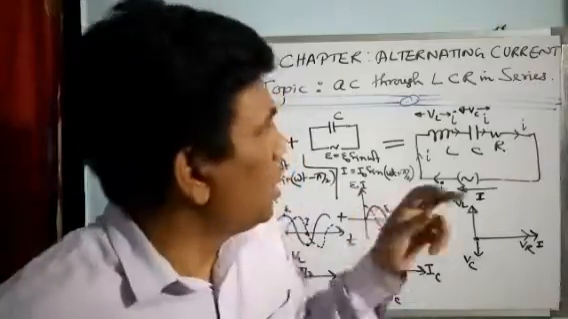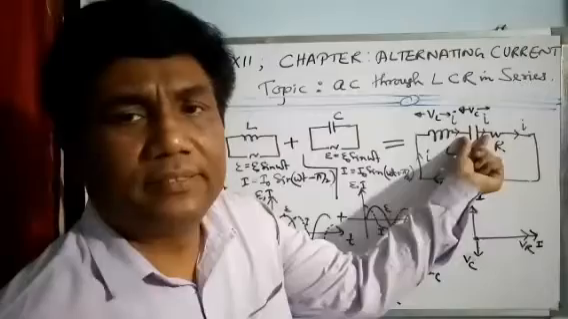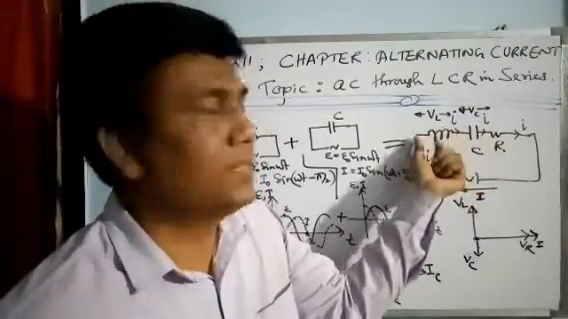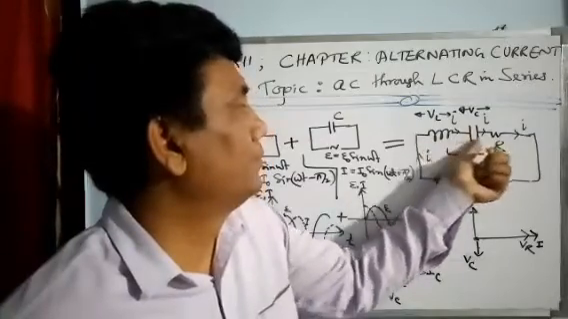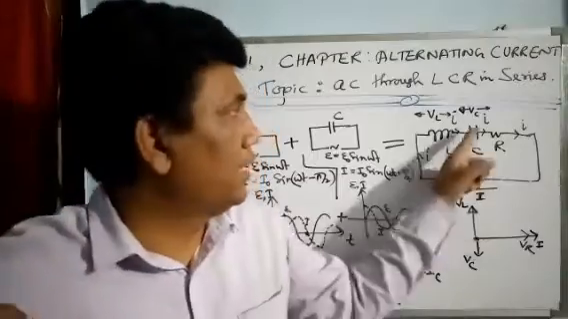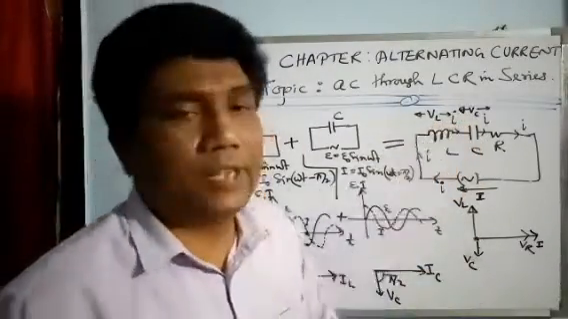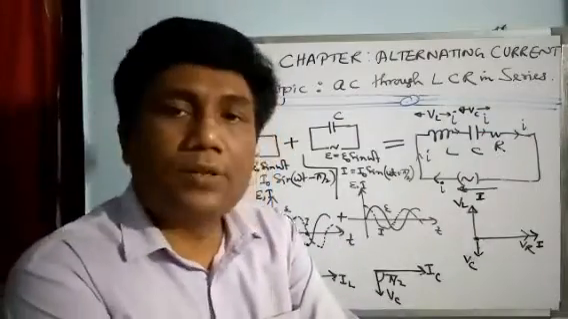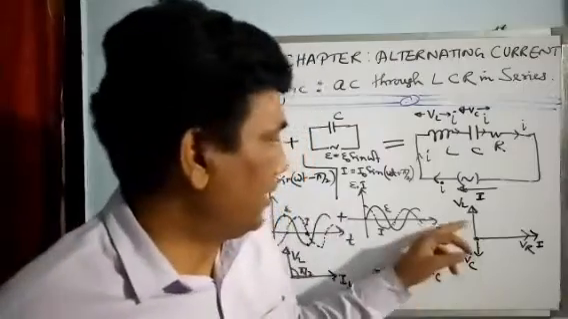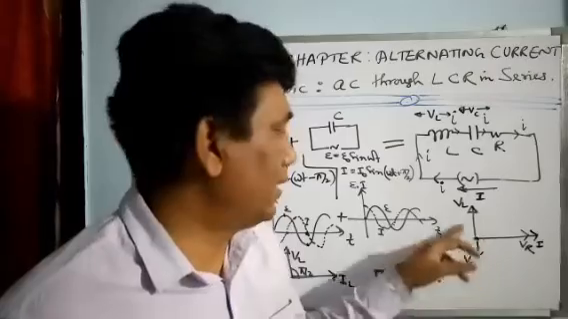What is my question? What is the phase difference between voltage here and voltage here? Voltage across inductor and voltage across capacitor. What is the phase difference between them? Voltage is oscillating here, and here also voltage is oscillating. Keep a pause and say. Yes, it is 180 degree. It is voltage across inductor, it is voltage across capacitor. Okay, it is 180 degree.